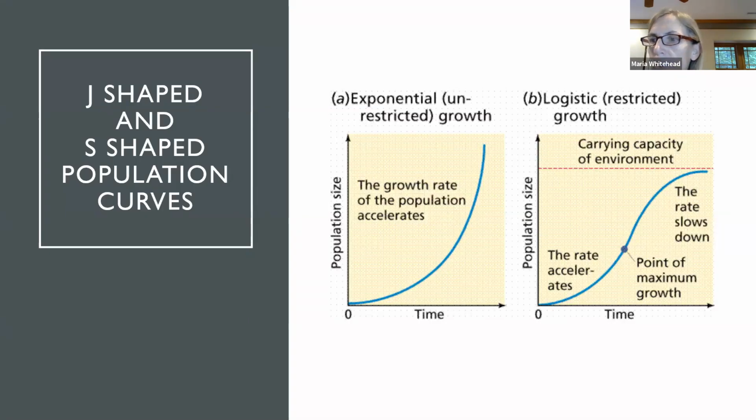I want to talk a little bit about population growth curves that we see in the natural world. A pattern where the population doubles in a constant amount of time, we call a J-shaped curve or exponential growth curve. In the graph, you can see that the curve on the left does look like the letter J, and the population is doubling at a constant rate over a constant amount of time.